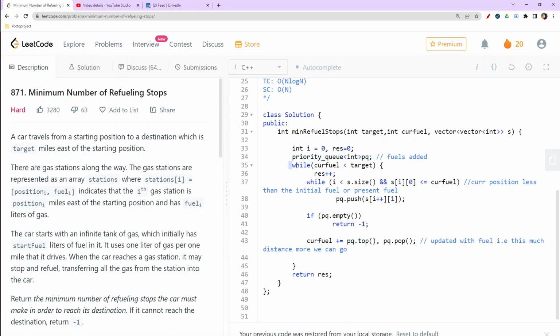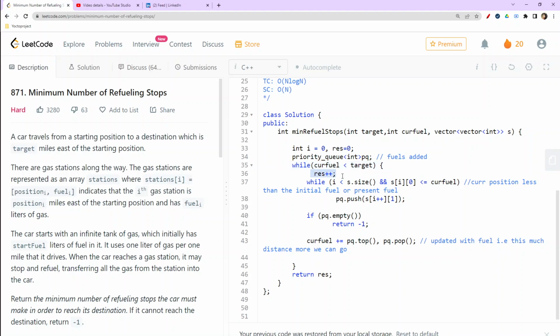And now we are running two loops here. Basically the first loop checks whether our current fuel is less than the target; only till then we would check, because we are fueling up to reach our target. It could be that our current fuel is sufficient enough that we could directly reach it. In that condition, we won't enter this loop, we would directly return the result as our answer. So that's why we keep our current fuel less than target, and only then move ahead. When we enter this loop, we increment our result.